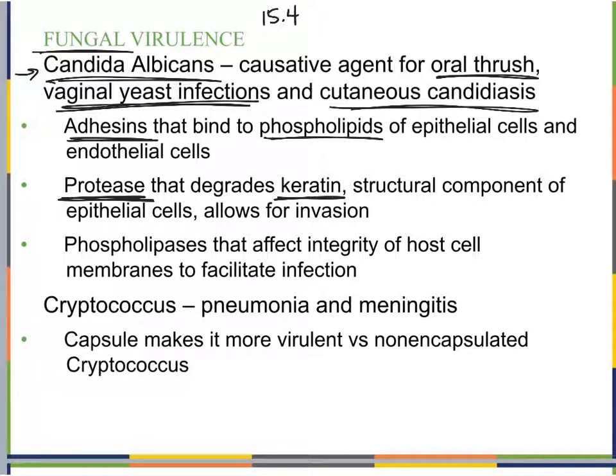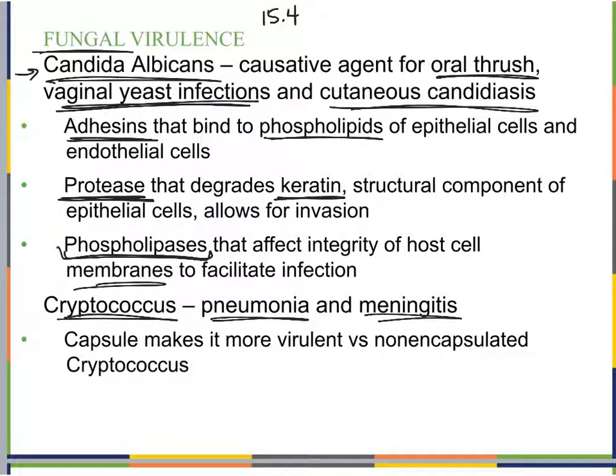Then it also has phospholipases. Phospholipases are going to break apart the phospholipids, and that can affect the integrity of the host cell membranes. And then again, that's how it can get into the cells and through the cells into deeper tissues as well. We see the same with Cryptococcus.